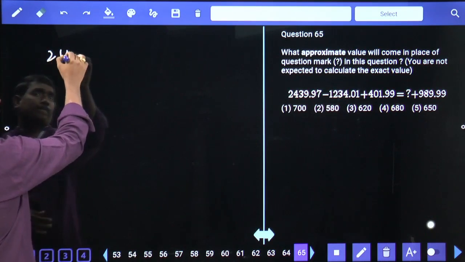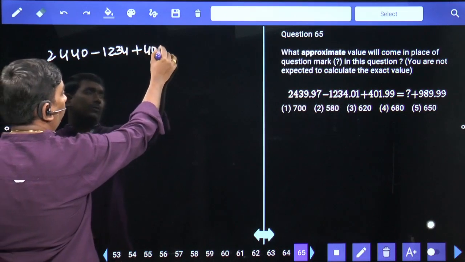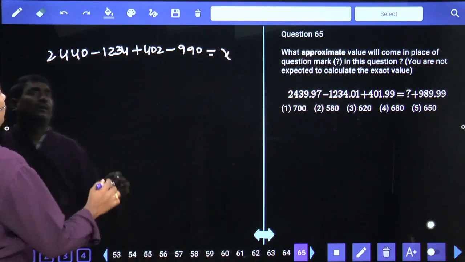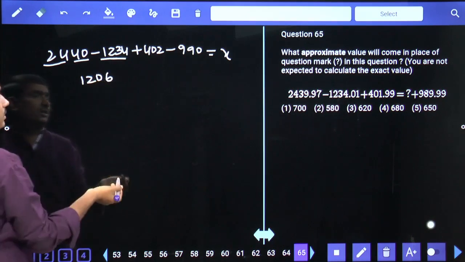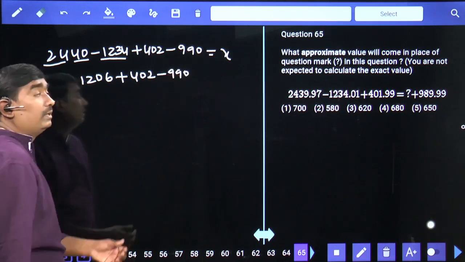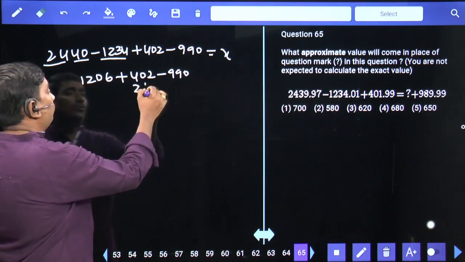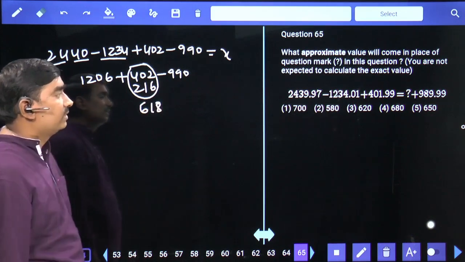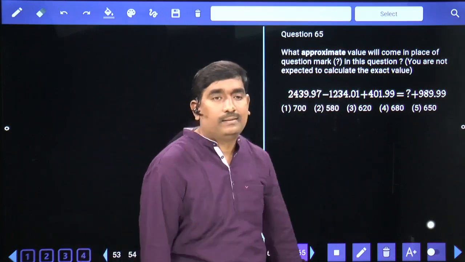2440 minus 1234 plus 402 minus 990 is equal to x. 24 minus 12, 1200. 40 minus 34 means 06. 1206 plus 402 minus 990. 1206 minus 990 means 216. 216 plus 402 will give us 618. Approximately 620. 620 is your answer. Thank you.